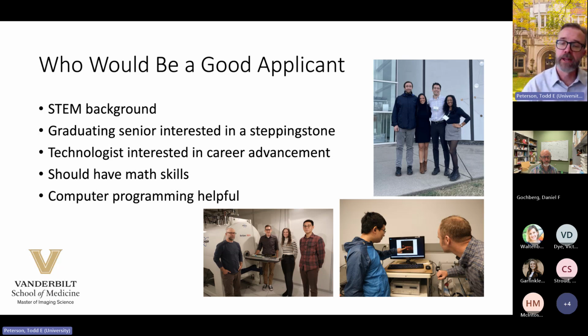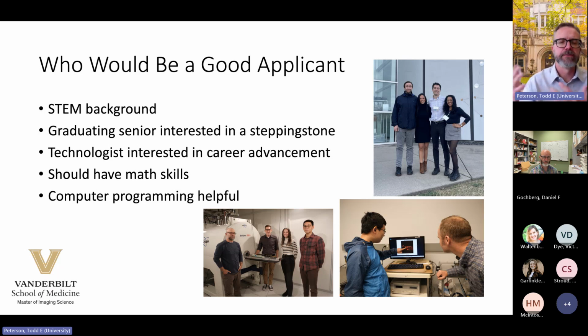It's definitely beneficial to have math skills. There's no getting at the underlying details and the physics of how images are formed without doing some math. And of course, when images are generated and to extract images, there's a fair amount of working with computers involved.